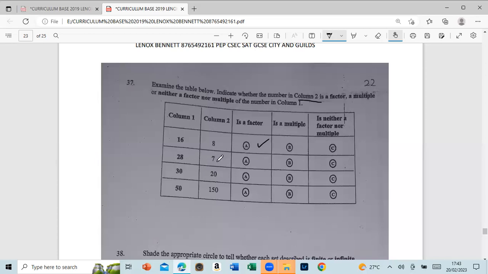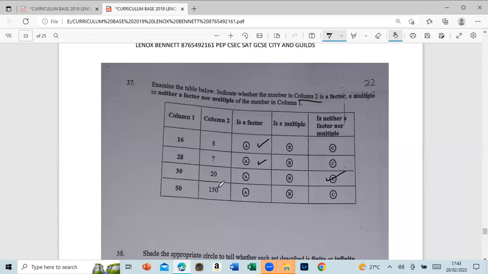Alright, is 7 a factor of 28? That will be correct. So you read column 2 first. 20 is not a factor of 30, and it's neither a multiple. Multiples of 20 are 20, 40, and so forth. So that will be C.